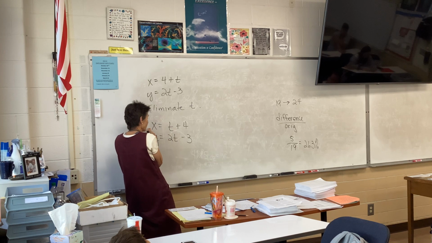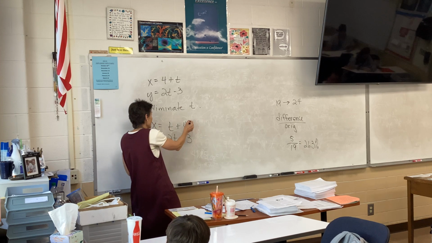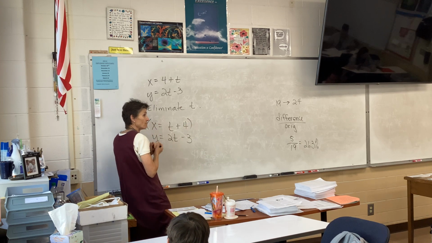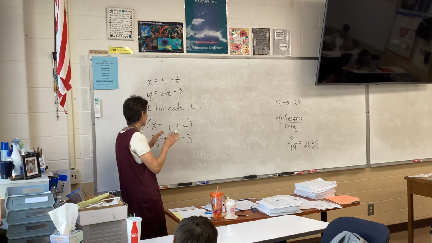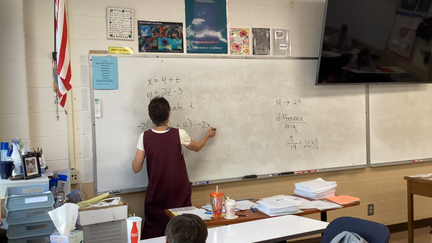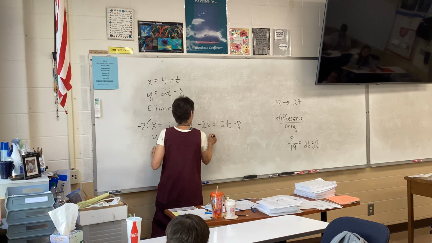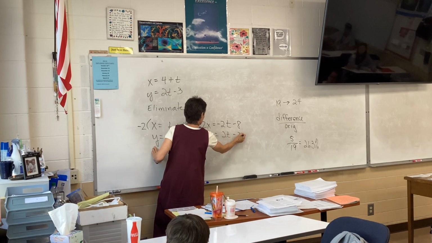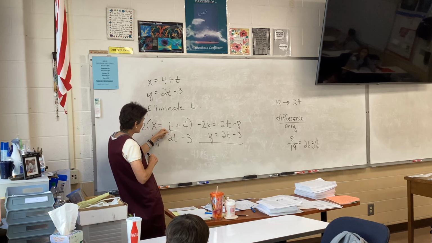What could I do to my top equation so that the t's would cancel when I added them? Multiply by -2. So I'm going to multiply the top equation by -2. This is elimination, kids. This is what you've done since your freshman year. So -2x equals -2t minus 8, and y equals 2t minus 3. So I multiplied everything in the top equation by -2.